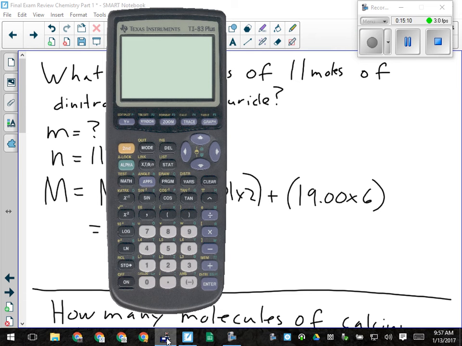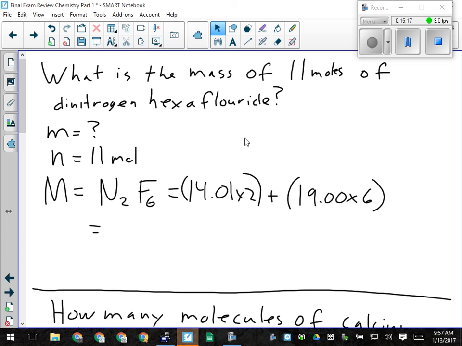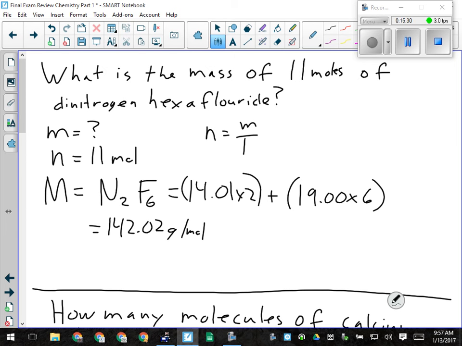Okay, so we have our 14.01 times 2 plus 19 times 6 gives 142.02. Sorry, that's in grams per mole. Now I can calculate M. But to do that, I've got to manipulate the mole equation, which when you first looked at having to do that back in September, you were like, oh, no, I can't do math. Now you look at that and go, that's so easy, because you guys have manipulated way harder formulas than that in physics, and now you're the masters of algebra.